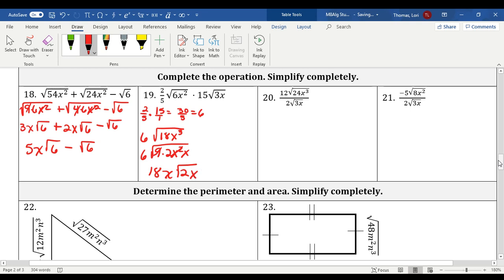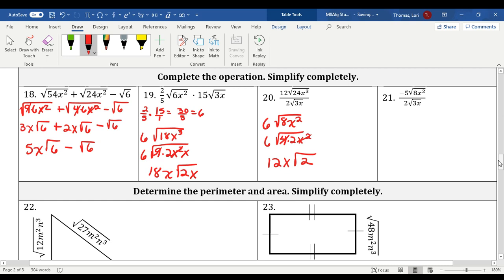Here we're going to divide coefficients. So 12 divided by 2 is 6. We're going to divide radicands. 24 divided by 3 is 8. X to the third times x to the 1, quotient rule, x squared. We're going to simplify into 4 times 2. And then we have x squared. Take the square root of 4, which is 2. 2 times 6 is 12. The square root of x squared is x. Radical 2.